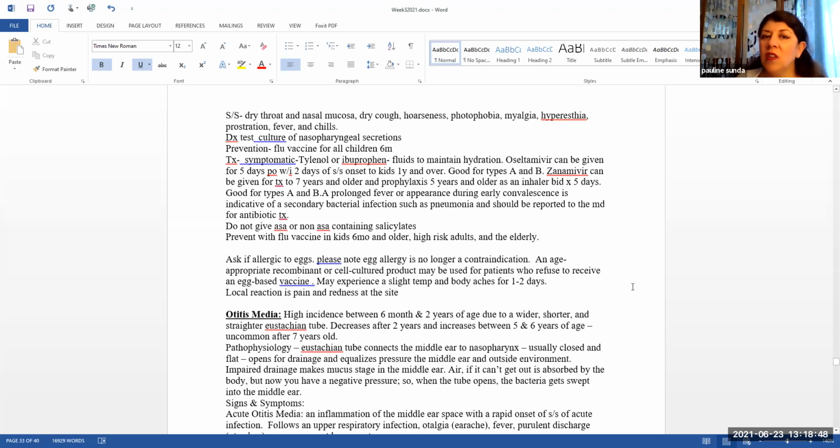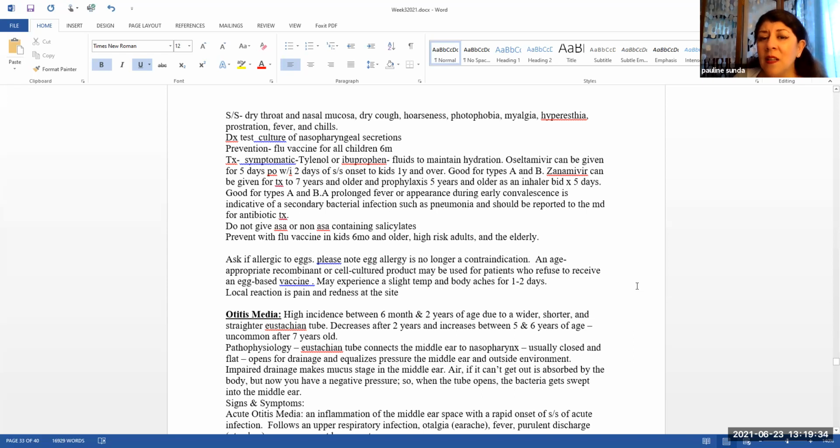Diagnostic test is a culture of the nasopharyngeal secretions. Prevention: let's prevent it with the flu vaccine for all children 6 months and over. So treatment really is symptomatic treatment. You can use Tylenol or ibuprofen, and fluids to maintain hydration. Oseltamivir can be given for 5 days orally within 2 days of the signs and symptoms onset to children a year and over. This is good for types A and B. Zanamivir can be given to children 7 years and older, and for prophylaxis 5 years and older, as an inhaler twice a day for 5 days. This is also good for types A and B.